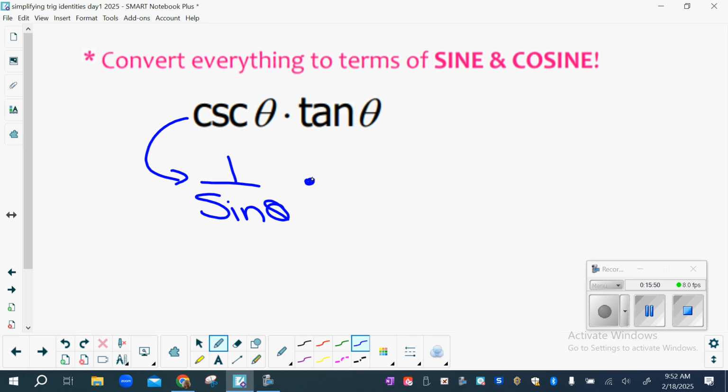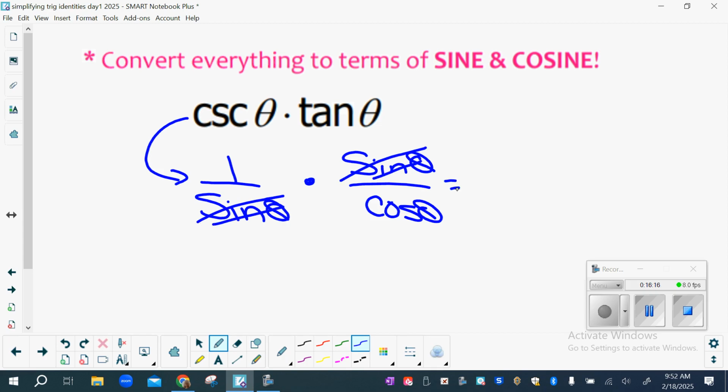Sine over cosine. Sine theta over cosine. Have I lost anyone with what I just did? I just rewrote them using words I like better. And those things are right on your paper, right? Okay, guess what? We can cancel. So let's start canceling some stuff. This sine cancels with this sine.